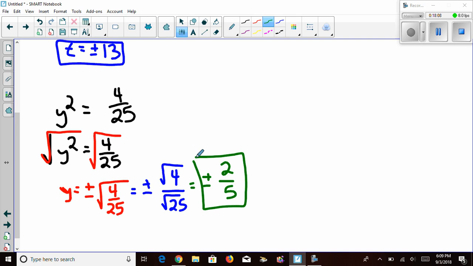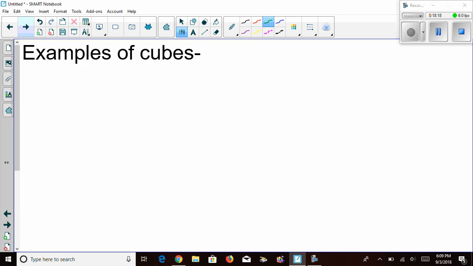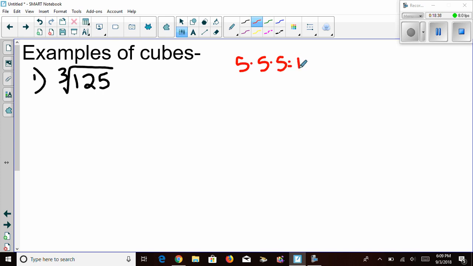So those are examples of finding your squares and your square roots. Let's look at some examples of our cubes. First up is the cubed root of 125. And we did this one in front, but it's good to look at again. I know that 5 times 5 times 5 is 125. So the cubed root of 125 is 5.